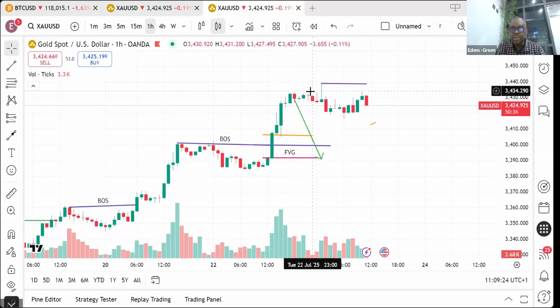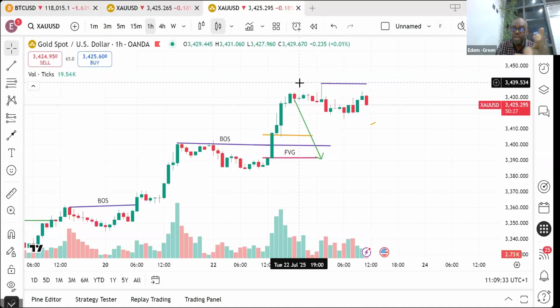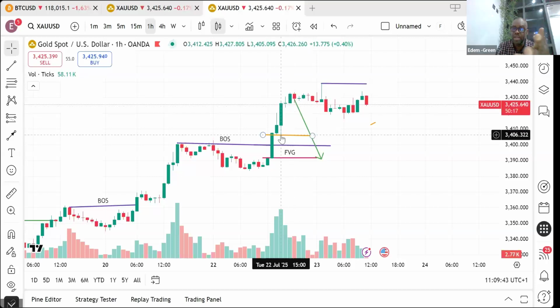And then you can put your take profit way up here using maybe a 1:2 ratio or 1:1.5 ratio or 1:1 at least. So that is it. Thank you.